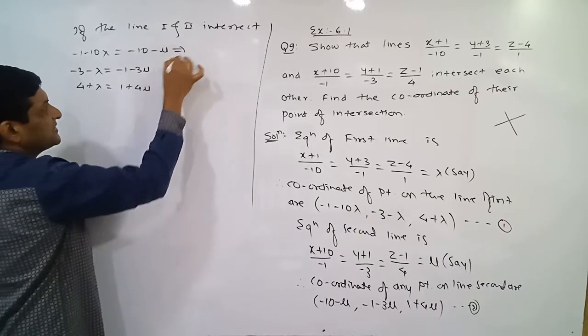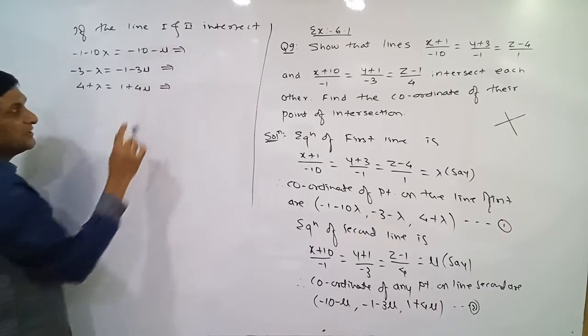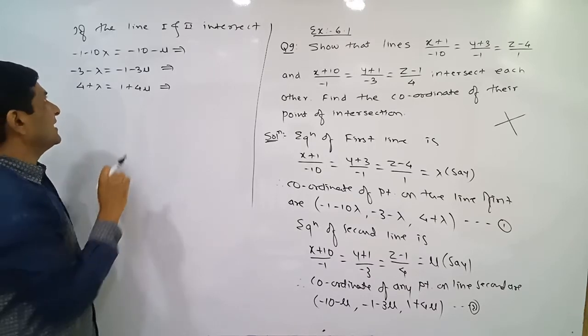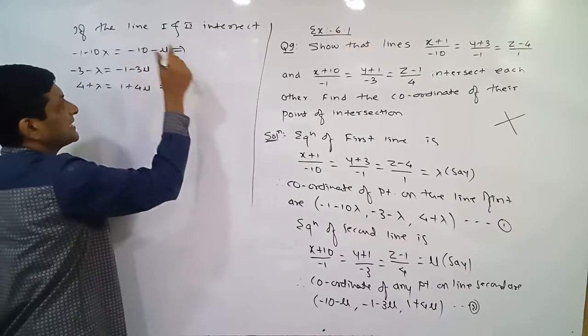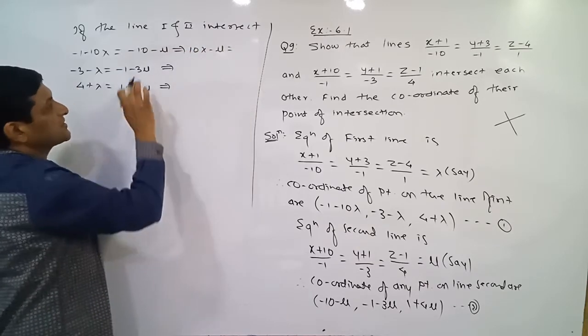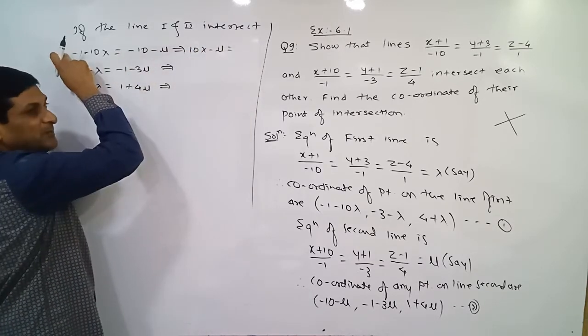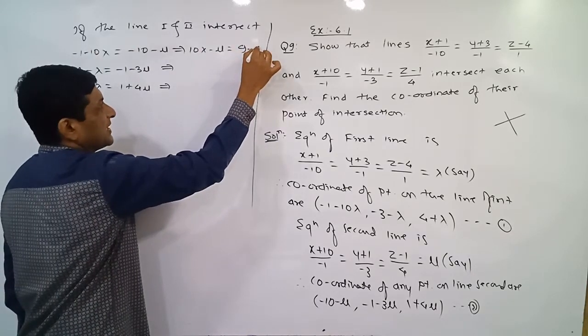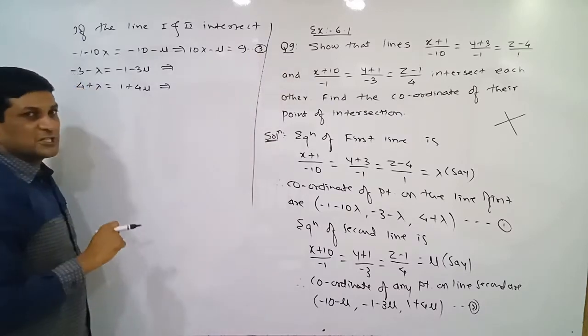Let us simplify these three equations and try to convert them into linear equations in two variables. So here minus 10 lambda on this side will become plus 10 lambda. So 10 lambda minus mu, collect the constant term on this side. Minus 10 on this side will become plus 10. 10 minus 1 will be equal to 9. In this way we have got another equation. Let us denote it by equation number 3.